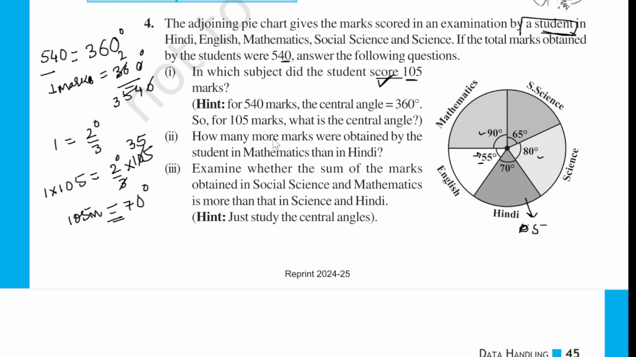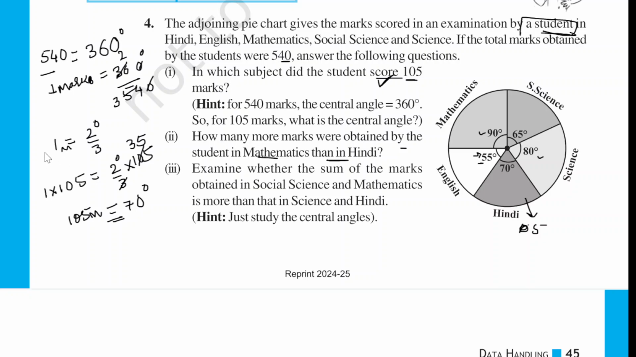Next, how many more marks were obtained by the student in mathematics than Hindi? So we have to find the difference between his marks in maths and Hindi. For maths the central angle is 90 degrees. We can find it in this way: 1 mark is 2 by 3 degree.